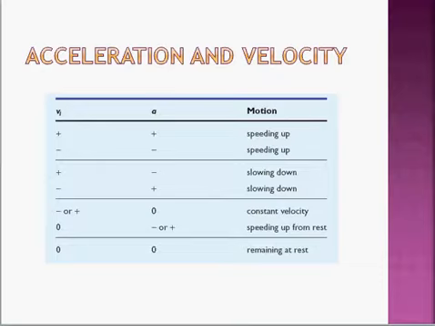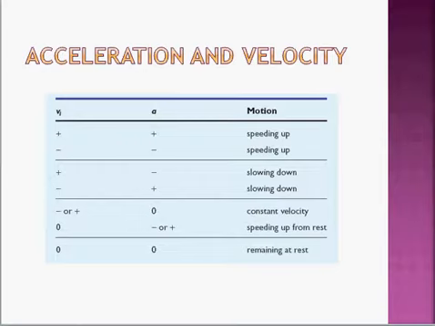So it is possible to have a velocity of 0, but a non-zero acceleration. And if both things are 0, if you have a 0 velocity and a 0 acceleration, you're not going anywhere. You're going to stay at rest until something changes.